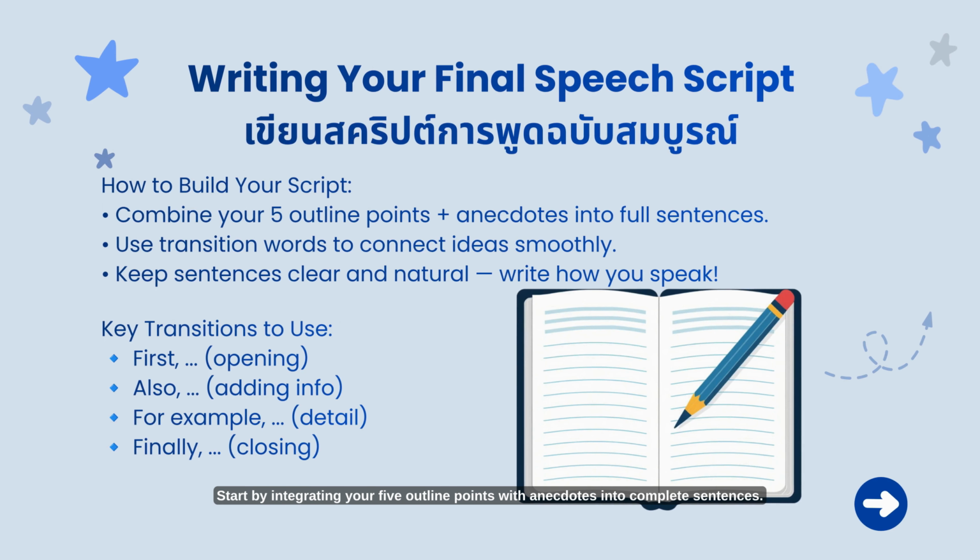When building your script, start by integrating your 5 outline points with anecdotes into complete sentences. This approach will help create a narrative that flows naturally and keeps your audience engaged. Use transition words like first, also, for example, and finally, to connect your ideas smoothly. Transitions are essential for guiding your listeners through your speech and maintaining coherence.